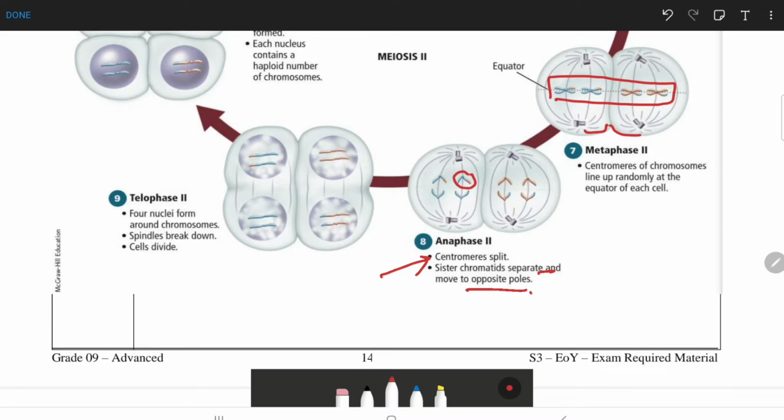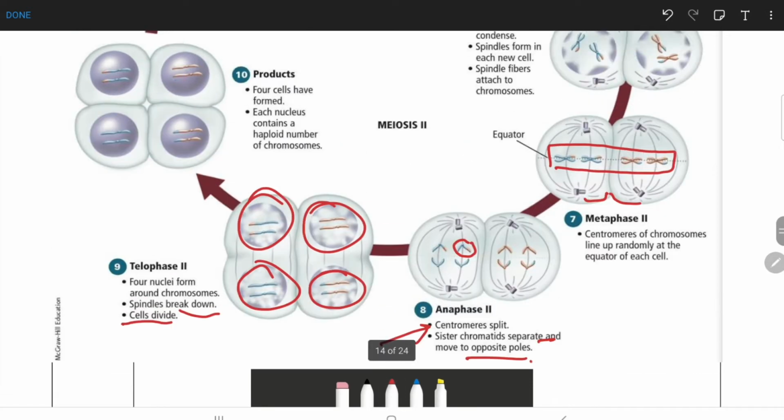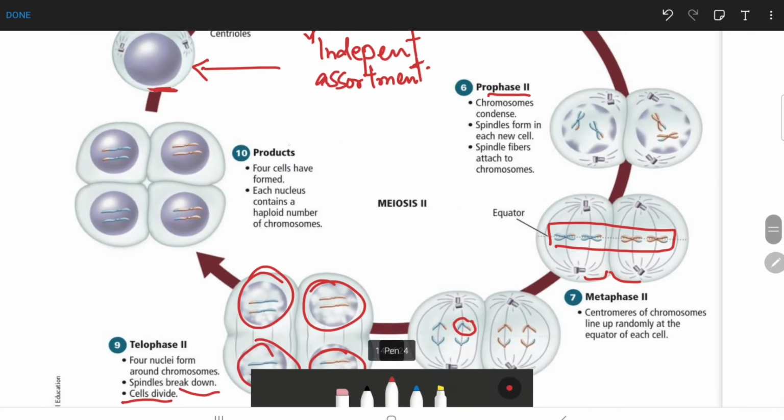Now after that we have telophase 2. In telophase 2 we get 1, 2, 3 and 4 cells, the cells divide, the spindle fibers break down, and that's it. Now you will have a product of 4 cells. You can easily see over here the products, 4 cells. If you remember, mitosis gives you 2 cells, so this is another difference. Then each nucleus contains a haploid chromosome number. This is another difference. So these are the differences between mitosis and meiosis.